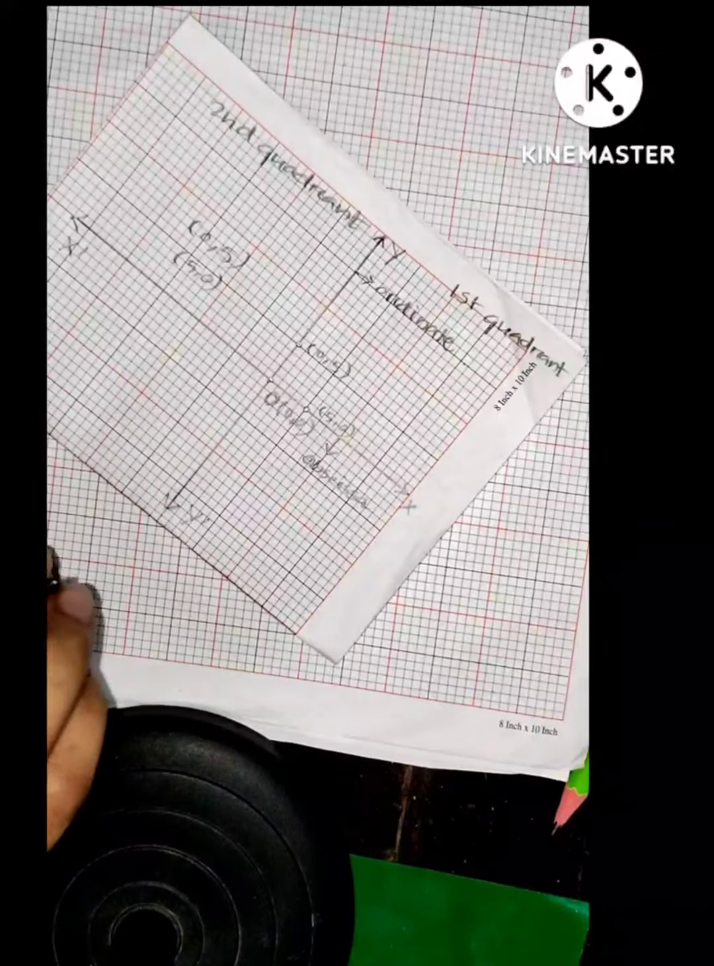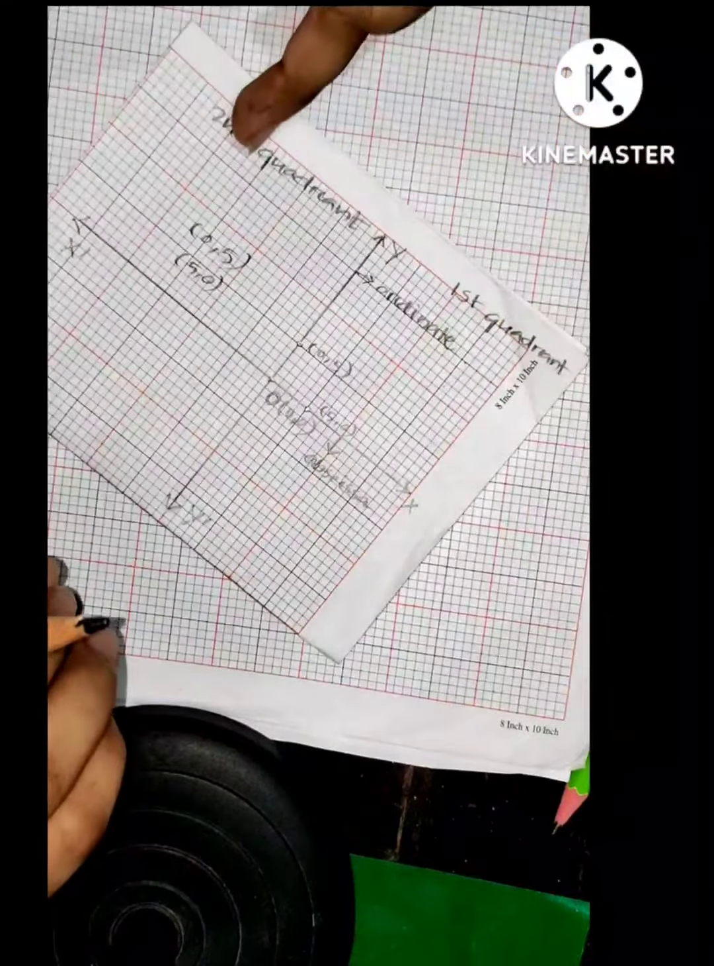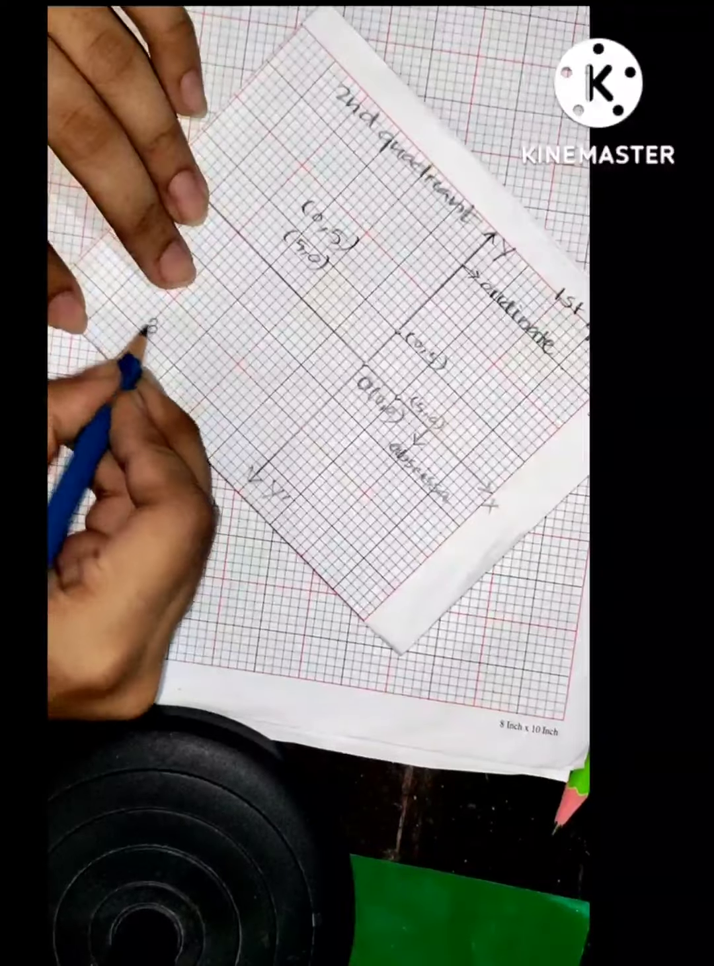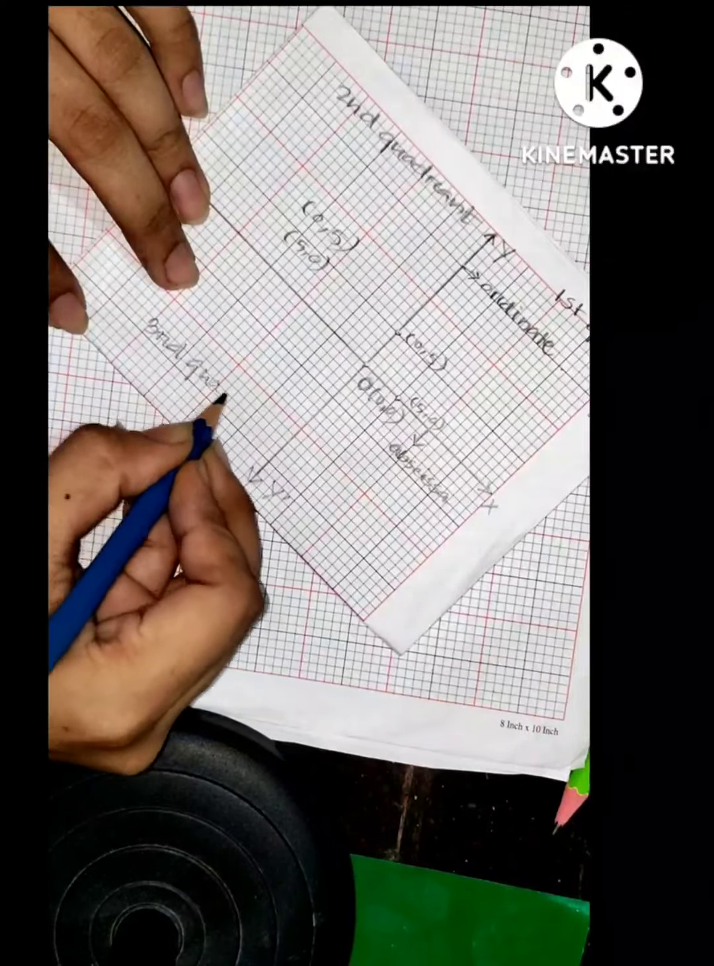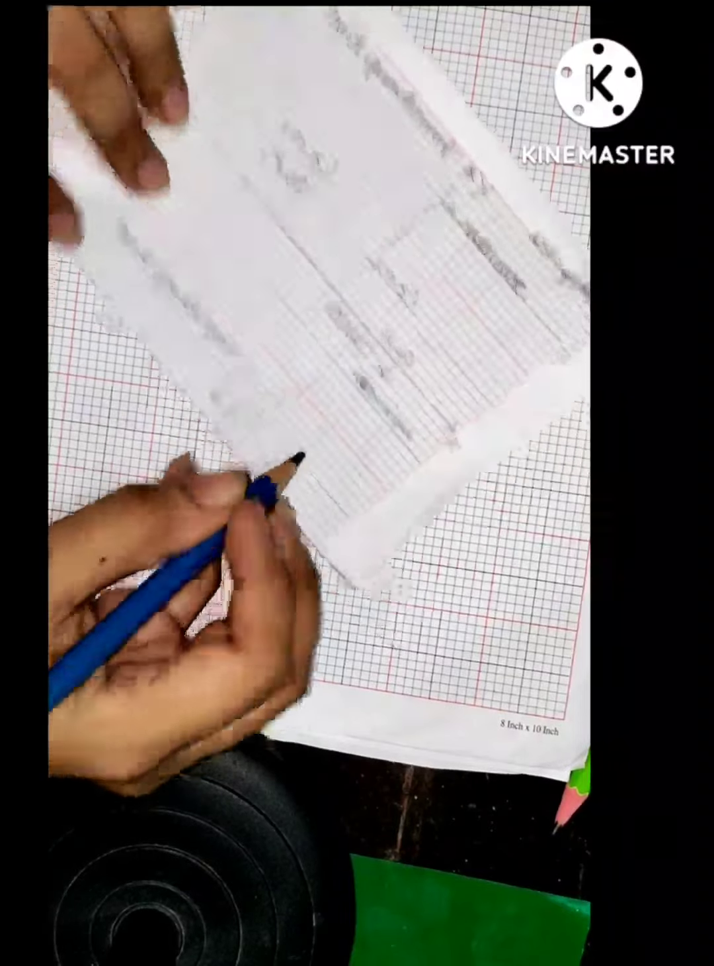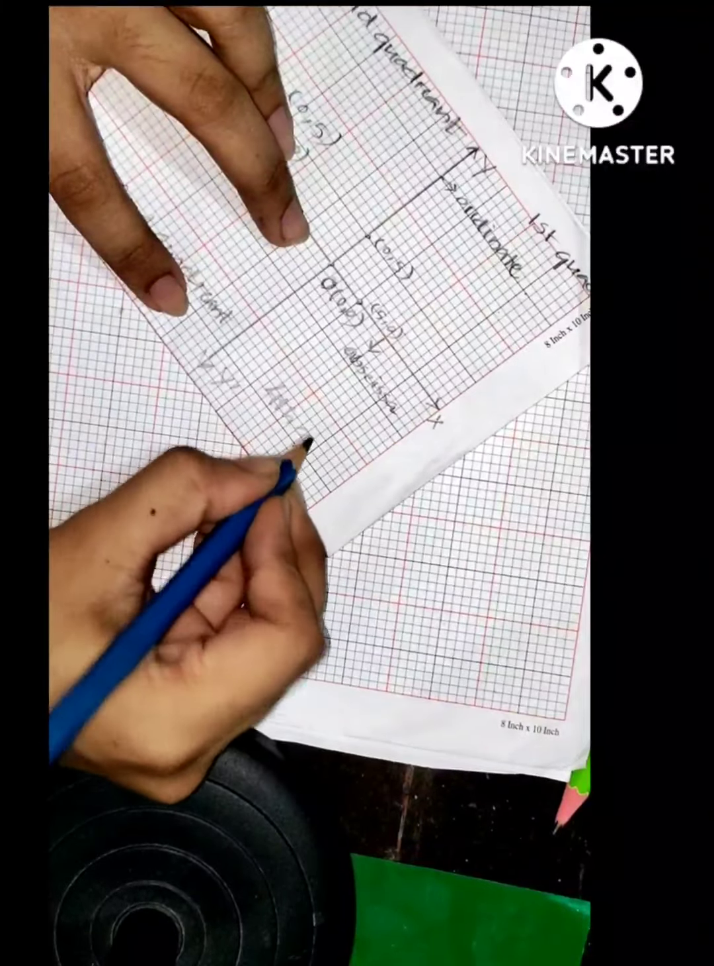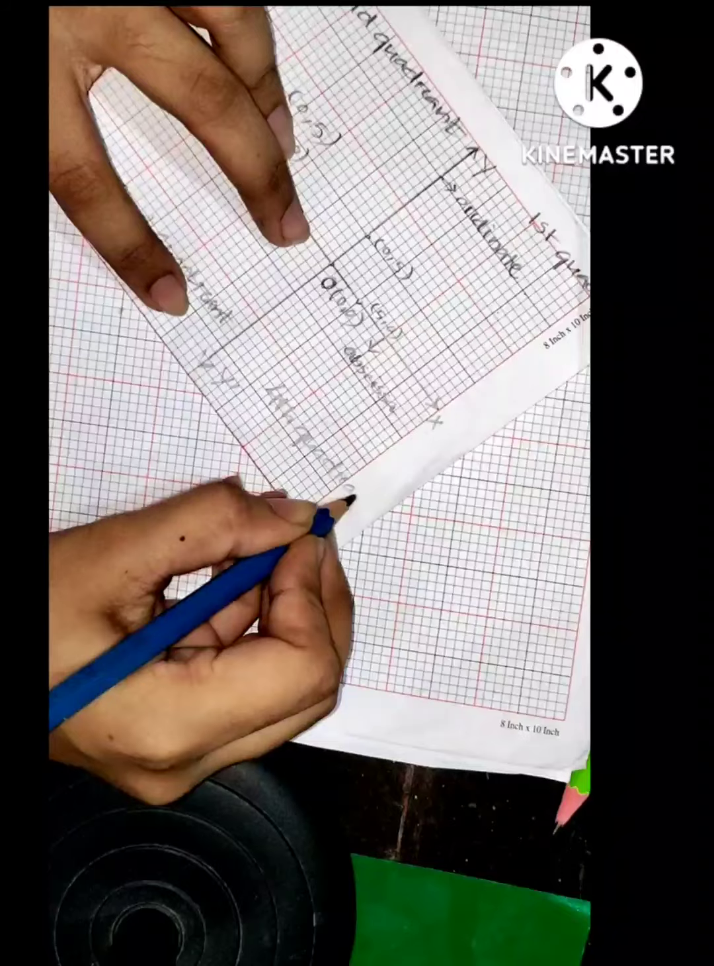I hope you remember I said in the class that it always goes anti-clockwise. So this is first, this is second, and this is third. So this is third quadrant. And this is fourth quadrant. So it will always go anti-clockwise.